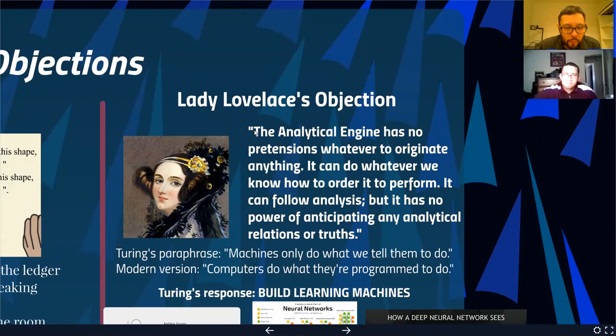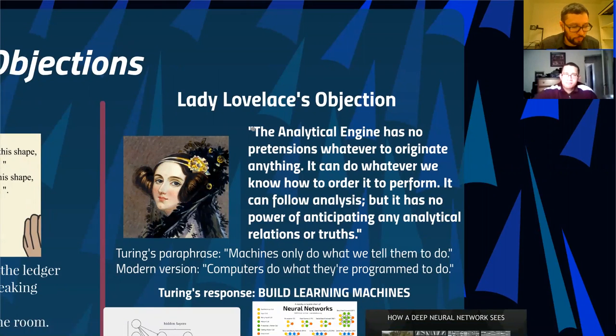One last objection. Lady Lovelace is a different kind of objection. Searle says that there are some things that brains do, like understanding, that machines can't do. Lovelace doesn't have that objection. Lovelace's argument is that machines can do whatever we tell them to do, right? She says machines do whatever we know how to order them to perform.